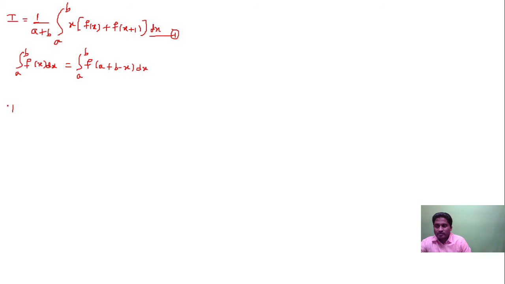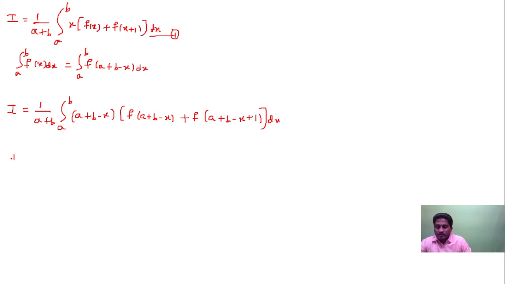So you get I is equal to 1 upon a plus b, integration a to b, change x to lower plus upper minus x. Here also same, change x to lower plus upper minus x, plus f of change x to lower plus upper minus x plus 1 will be there, and then close the bracket dx. Now I is equal to 1 upon a plus b, this is a to b, this is a plus b minus x, close the bracket.